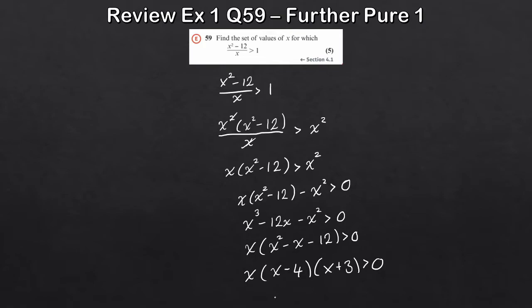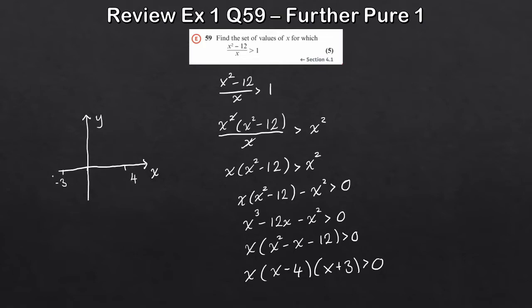Now at this stage here, we've just got a cubic polynomial. You should be confident sketching cubic polynomials from your A-level maths. So we'll just give it a rough sketch just to see where it's going to satisfy the inequality. So let's work out where it cuts through the x-axis first. That's going to be at 0, at minus 3 and then positive 4 here. So minus 3, it's going to cut through at 0 there and then 4.